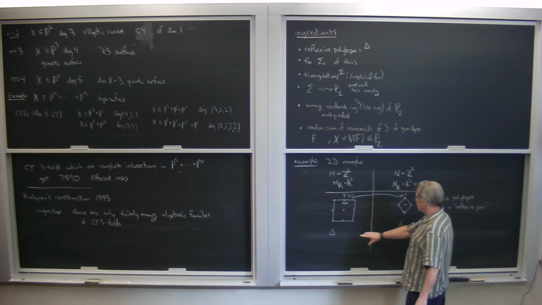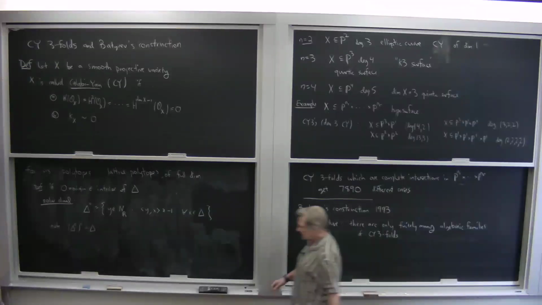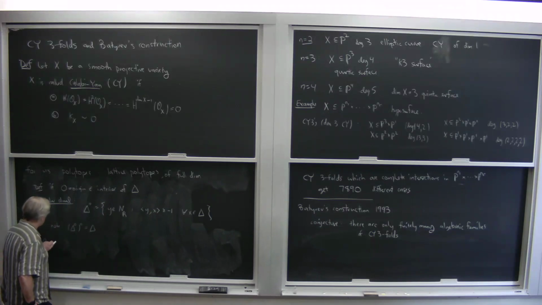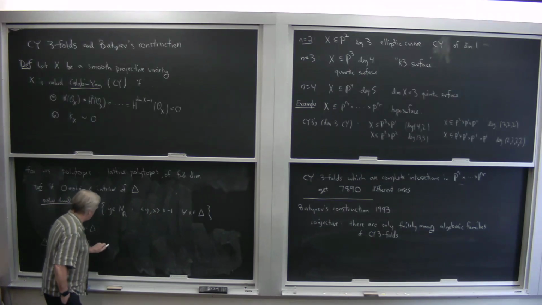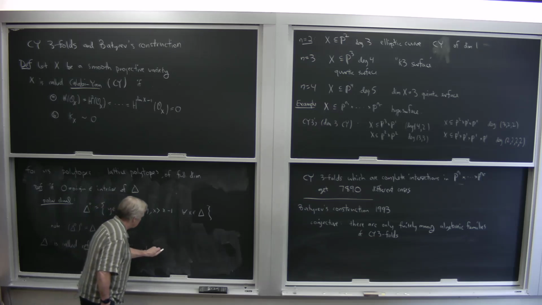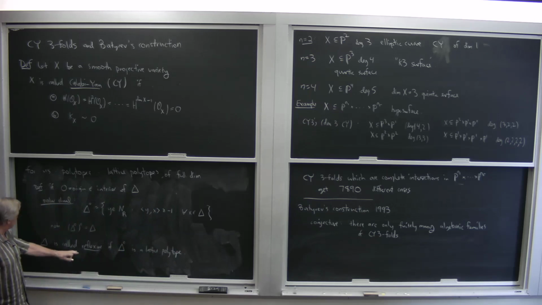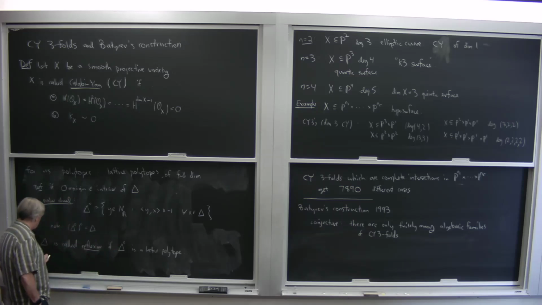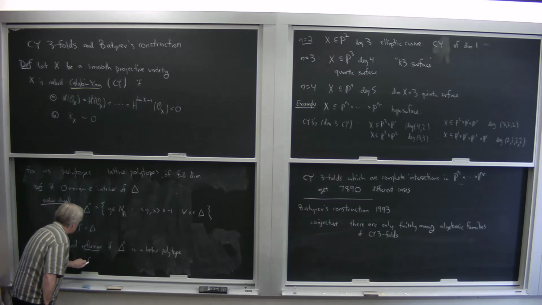So this is what's called a reflexive. I didn't actually say what reflexive is yet, so let me do that. So delta is called reflexive if delta circ is a lattice polytope. And once that's the case, delta circ is also reflexive, because its dual is a lattice polytope. So this is what's called a reflexive pair.